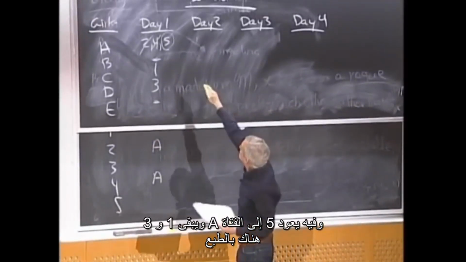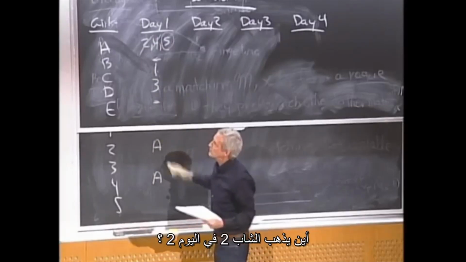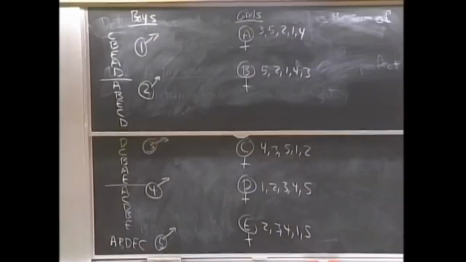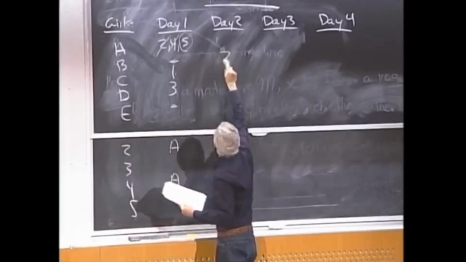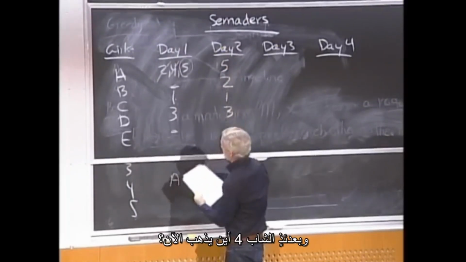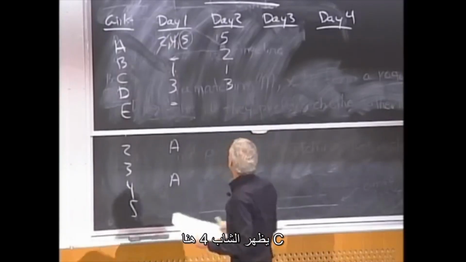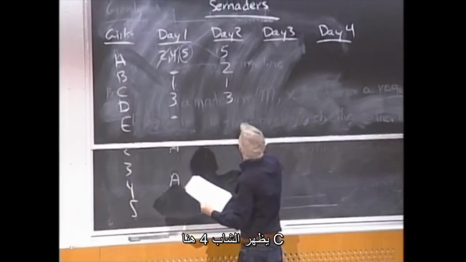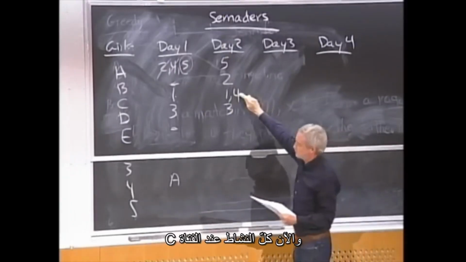And 5 goes back to girl A, and of course, boys 1 and 3 stay there. Where does boy 2 go on day 2? B. All right, so boy 2 shows up here on day 2. And let's see, boy 5 is already there. And then we got to get boy 4. Where does he go now? C. All right, boy 4 shows up here. All right, so now the action is with girl C.